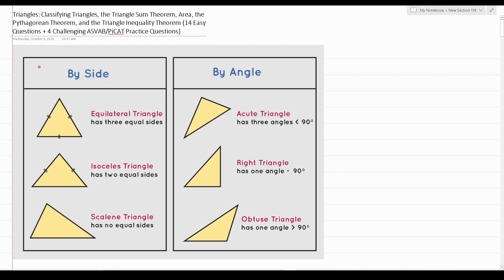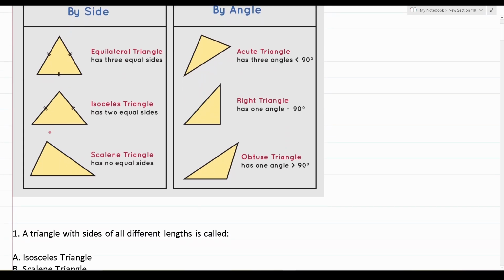I'm going to start by talking about how to classify triangles by their side lengths. And as you can see, there's 3 definitions you should be familiar with. Notably, an equilateral triangle has 3 equal sides. And if you take a look right here, you can see that this side is equal to this side, and that side's equal to that side. That is to say, all 3 sides of this triangle are equal.